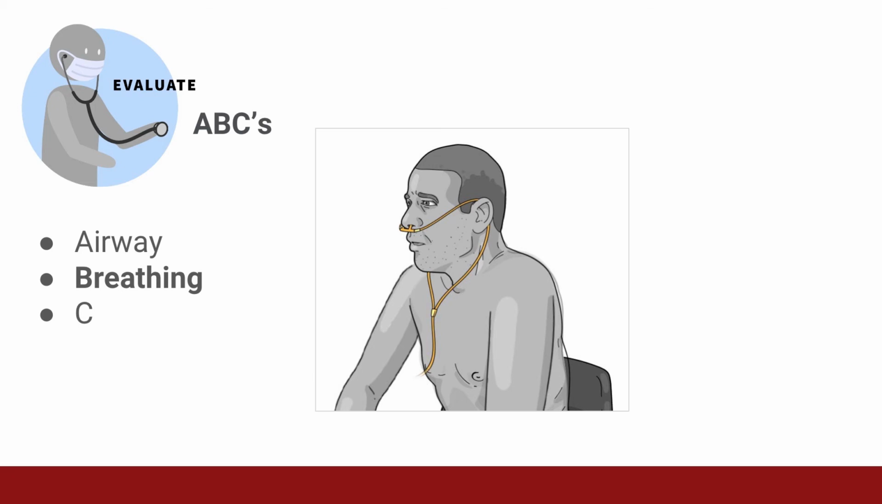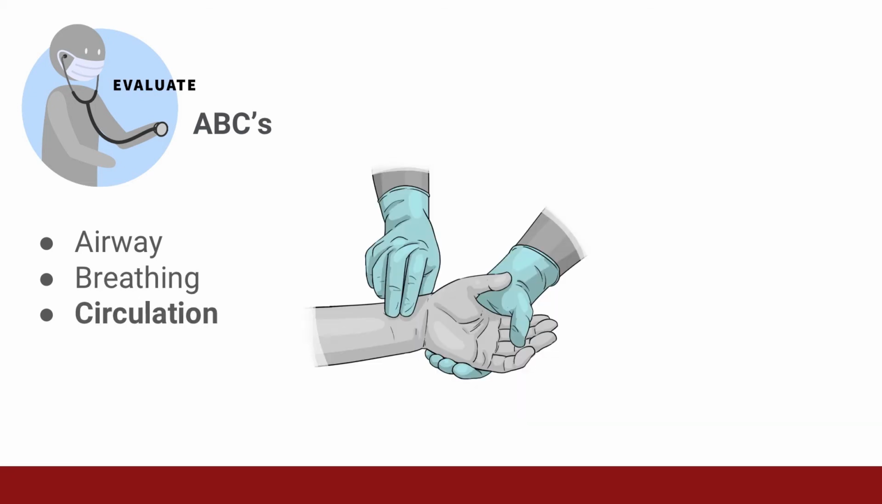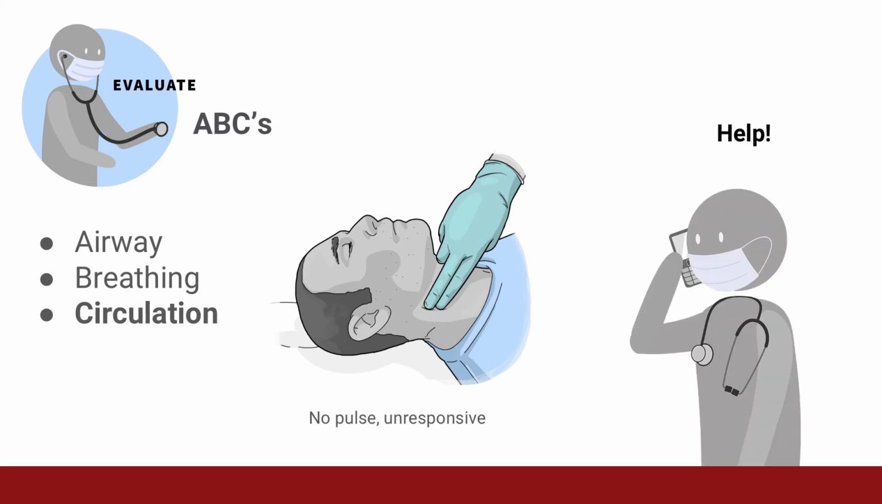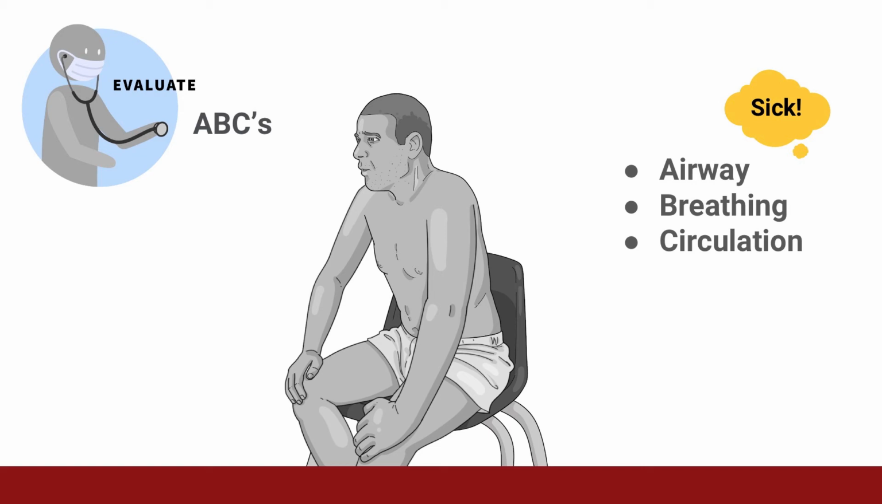After assessing and supporting breathing, do a rapid circulation assessment. Start by checking a pulse in the wrist. If the pulse is very rapid or weak, this is concerning. If you cannot feel a pulse in the wrist, check a more central pulse in the neck or the groin. If you cannot feel a pulse anywhere, call for help immediately. If there is anything abnormal found on airway, breathing, or circulation assessment, categorize the patient as likely sick.